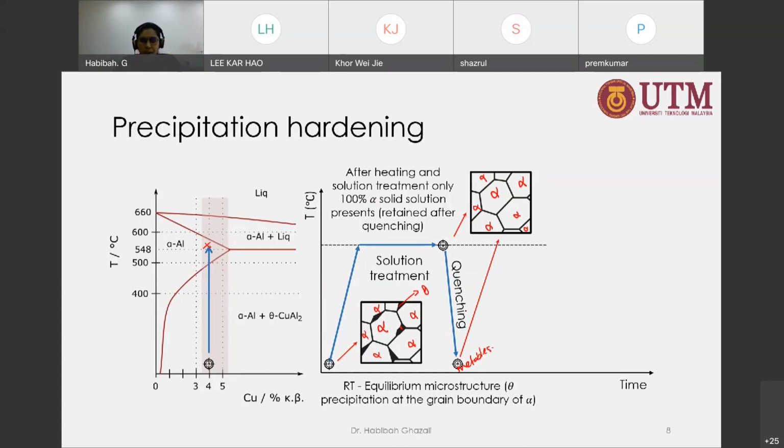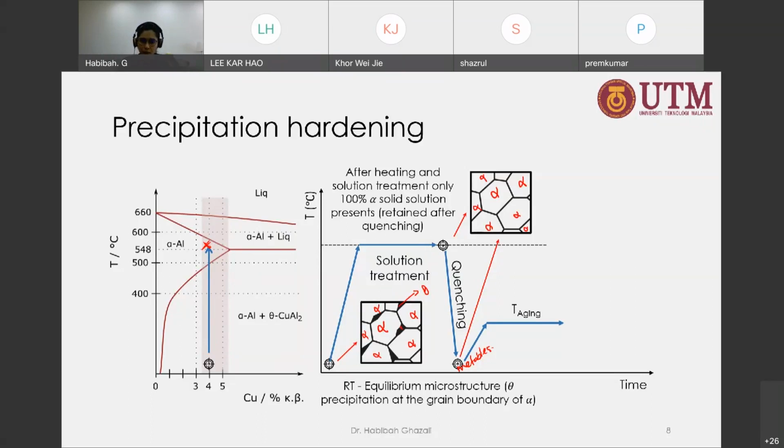We know that copper is supersaturated inside alpha. It wants to go out. So what we can do, we can exploit that property, and we can increase the temperature slightly, not to heat it up to a temperature as high as 548 again. We can heat it up to a temperature of around 200, for example. At that temperature, short range diffusion of atoms can happen.